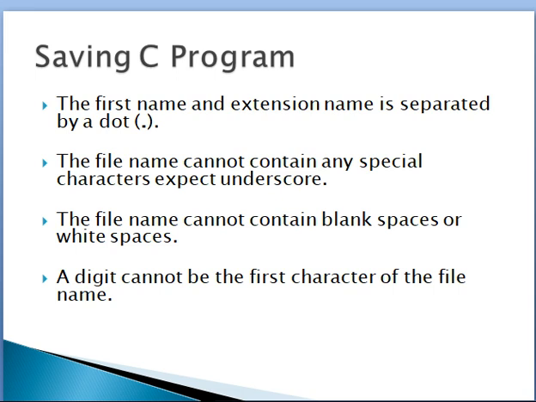The third point, a digit cannot be the first character of the file name. Program1.c is a valid file name. Program20.c is a valid file name. 1program.c is not a valid program name. A digit cannot be the first character of the file name.